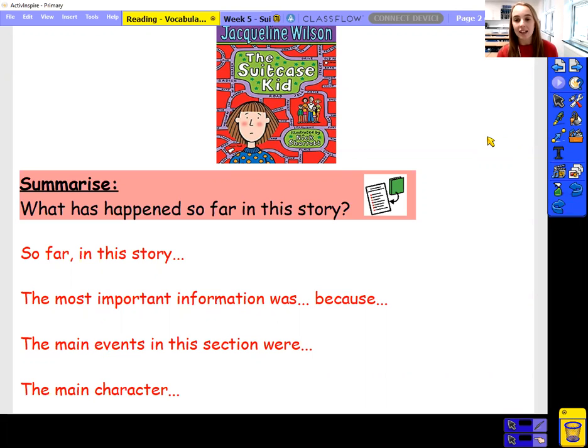So, as you know, last term we've been looking at The Suitcase Kid, written by Jacqueline Wilson. And we've been really enjoying this book, especially in my class.